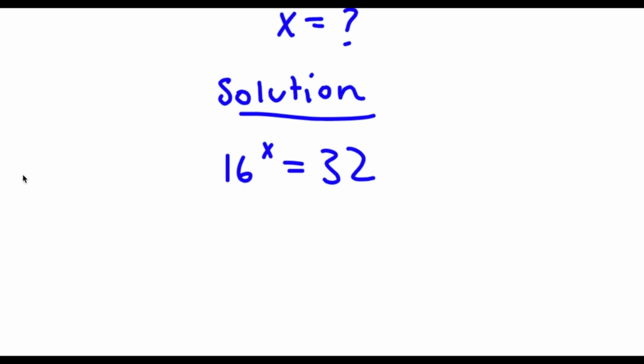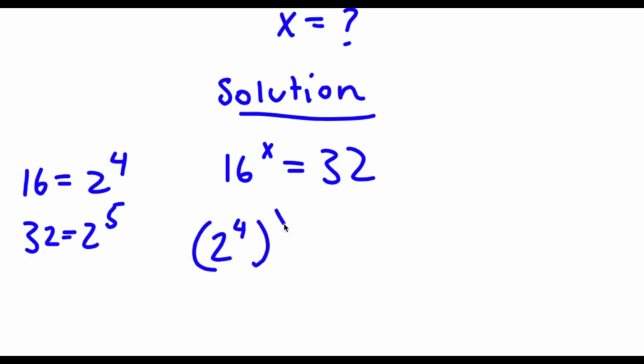this is the same thing as 2 to the power of 4. And 32, since we want to make both of these the same base, I need to find what power of 2 makes 32. Well, 2 to the power of 5, this is going to be double of 16, and double of 16 is 32. So 32 is equal to 2 to the power of 5. So now if I replace 2 to the power of 4 for 16 and 2 to the power of 5 for 32, I get 2 to the power of 4 to the power of x is equal to 2 to the power of 5.